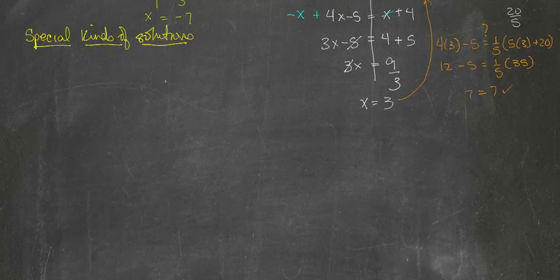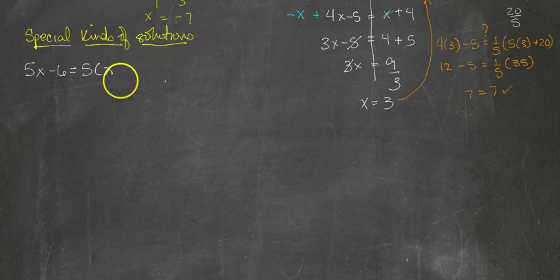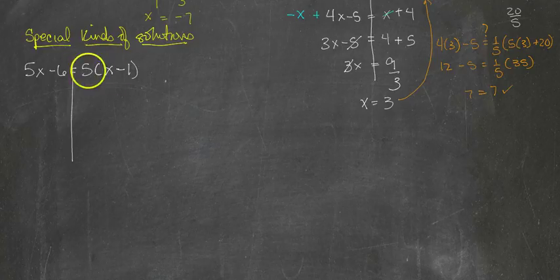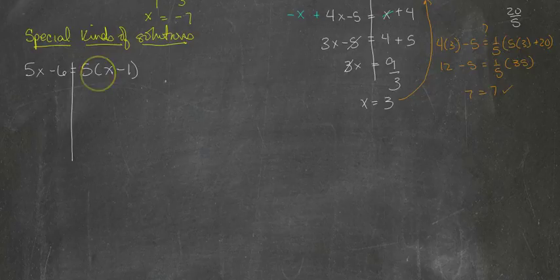For example, let's solve 5x minus 6 equals 5 times the quantity x minus 1. Okay, so first thing I want to do is simplify both sides. I could divide by 5, but I don't really want to, because the special shortcut is only a shortcut if it actually makes your work shorter.